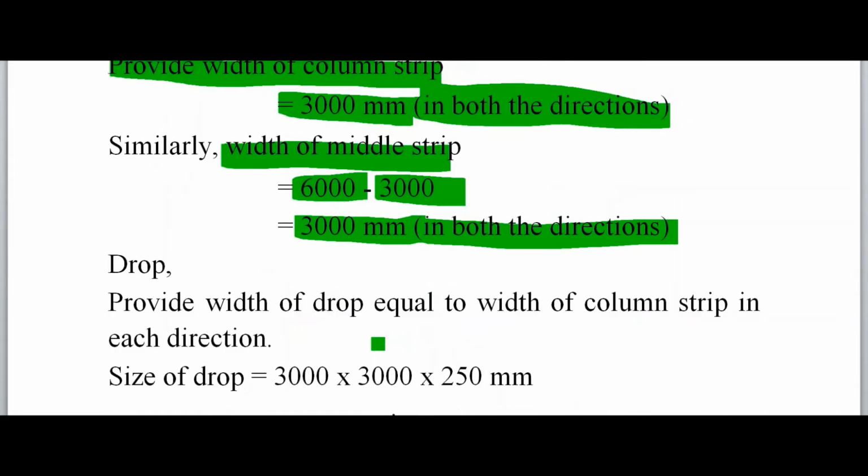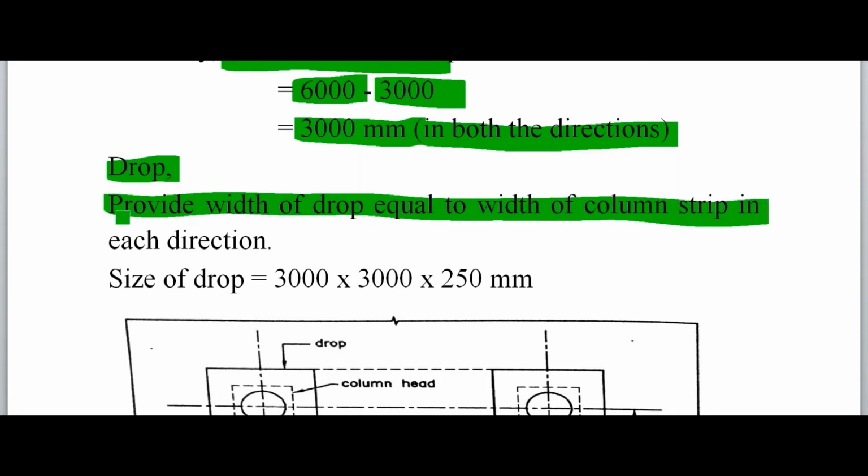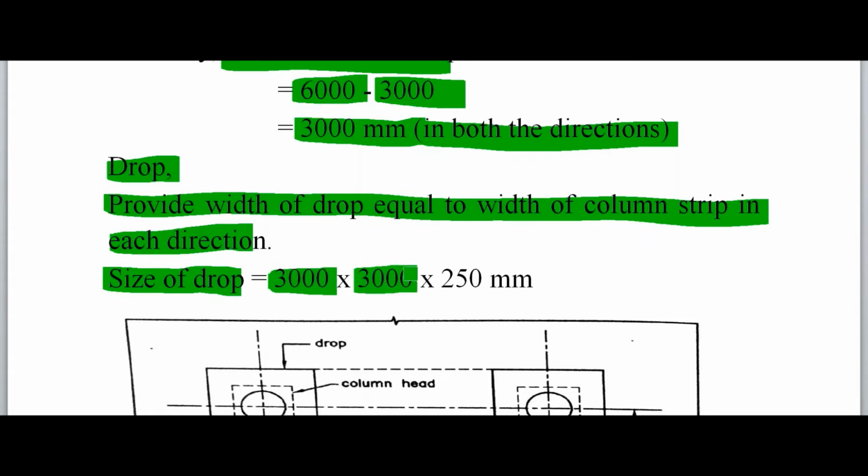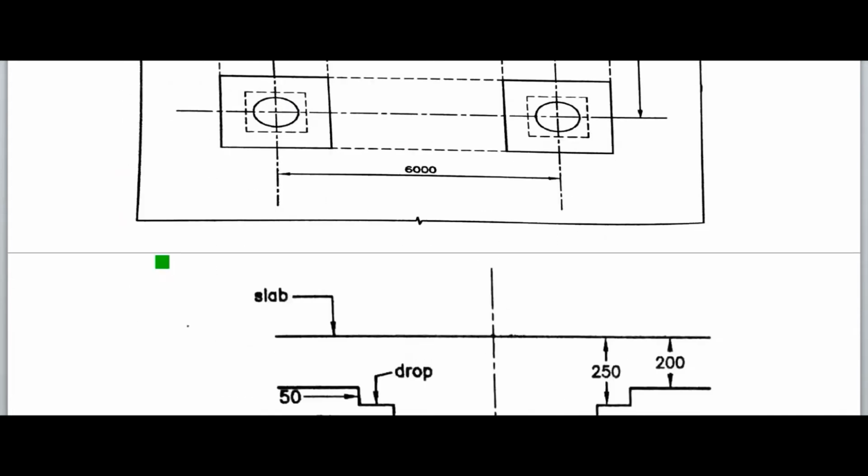Okay, now we are going to provide a drop width. Provide a width of drop equal to width of column strip in each direction. So size of drop is 3000 by 3000 by 250 mm. We discussed this in the previous lectures: drop size is fixed as the column strip. Here is a figure, you can see the drop figure.